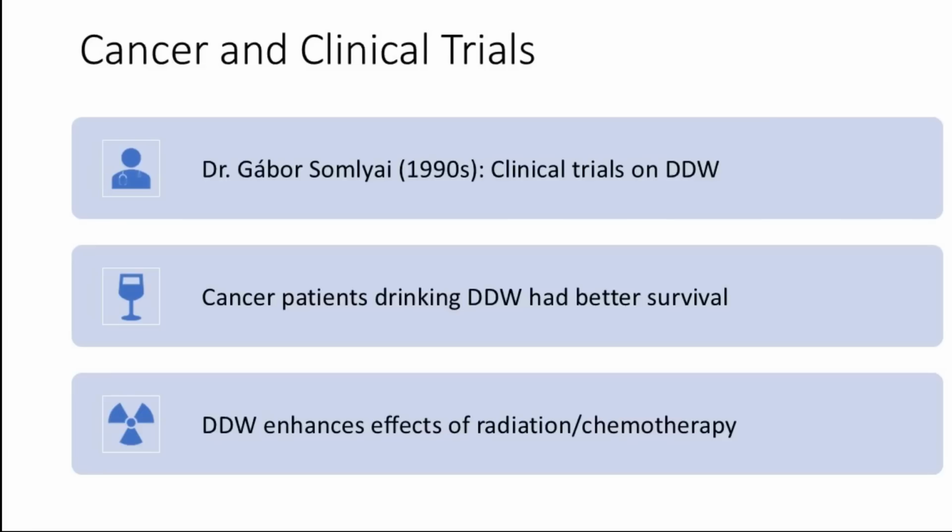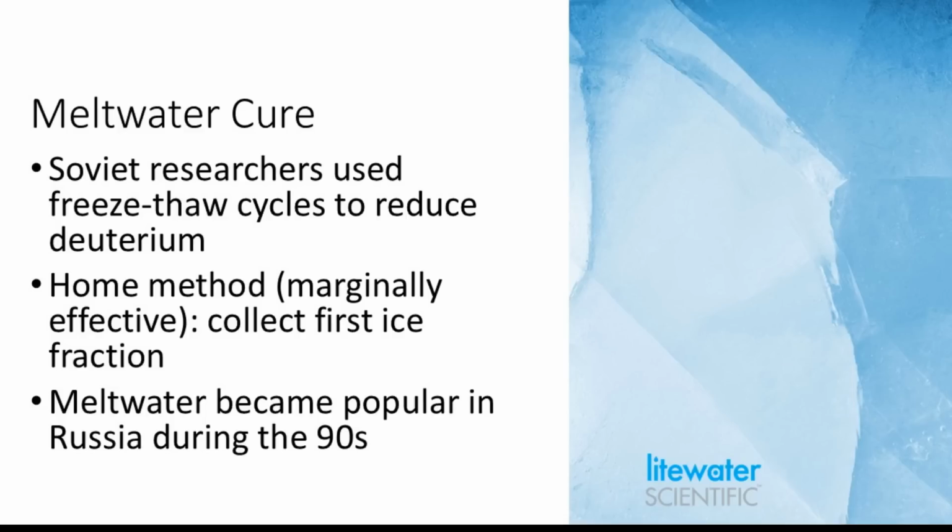slightly higher temperature. It was also publicised that people without access to deuterium-depleted water could do a similar thing at home, called the meltwater cure. The instructions called for performing repeated freeze-thaw cycles using a household freezer. By removing the water that freezes first, repeatedly, a 5% reduction was claimed to be achieved. This protocol became popular in Russia and many other countries from the 90s until today.